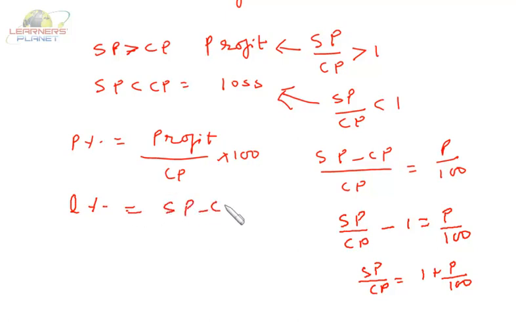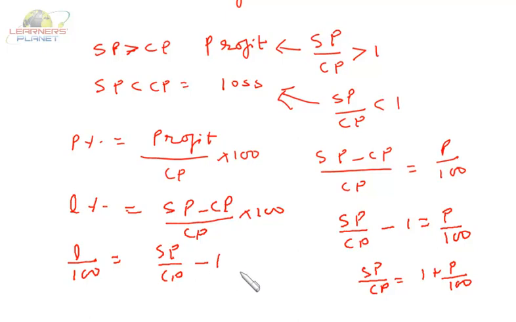SP minus CP over CP. So loss by 100 is equal to, into 100. So loss by 100 is equal to SP by CP minus 1. So SP by CP will be 1 plus loss by 100. It will be CP minus SP. So it will be 1 minus SP by CP. So SP by CP in this case will be 1 minus loss by 100.